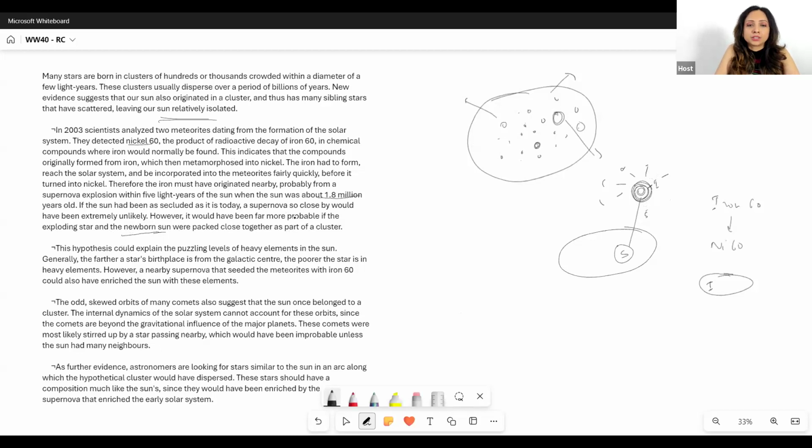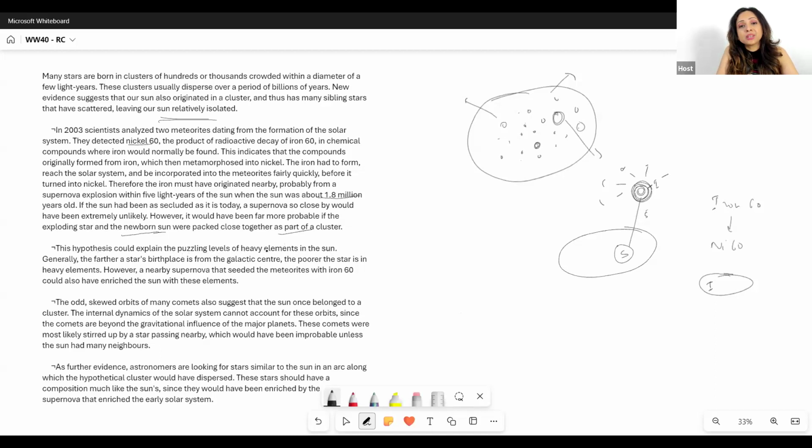As part of a cluster, right? Now, don't worry about it. I mean, we're talking about probabilities and all. We're talking about events which happened, let's say, millions, billions of years ago, right? So we would bank on higher probabilities. Of course, we don't really know exactly what happened, right? So normally this will be a game of probabilities. This is a hypothesis. They're not saying that this is a fact, right? This hypothesis could explain the puzzling levels of heavy elements in the sun.